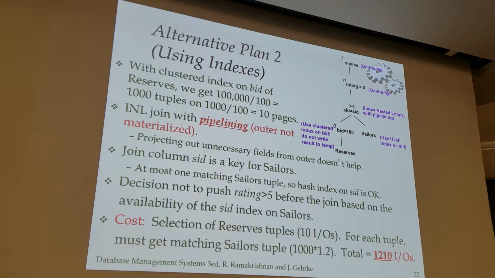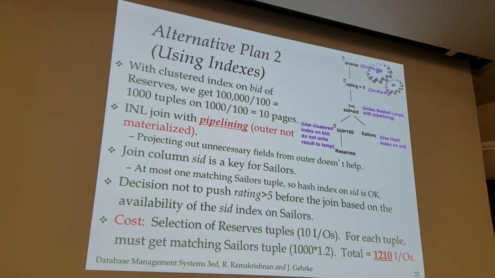So there are 1,000 tuples that I have for reserves that have boat ID 100, right? And since 100 tuples can fit on a page, that's going to be 10 pages. I just have to read in those 10 pages. So great. Now what I'm going to do is every time I get one of those tuples on those 10 pages, the 1,000 tuples on those pages, I'm not going to bother writing out the result. I'm going to look through all the reserves that correspond to boat ID 100. I'm not going to write out a temporary.